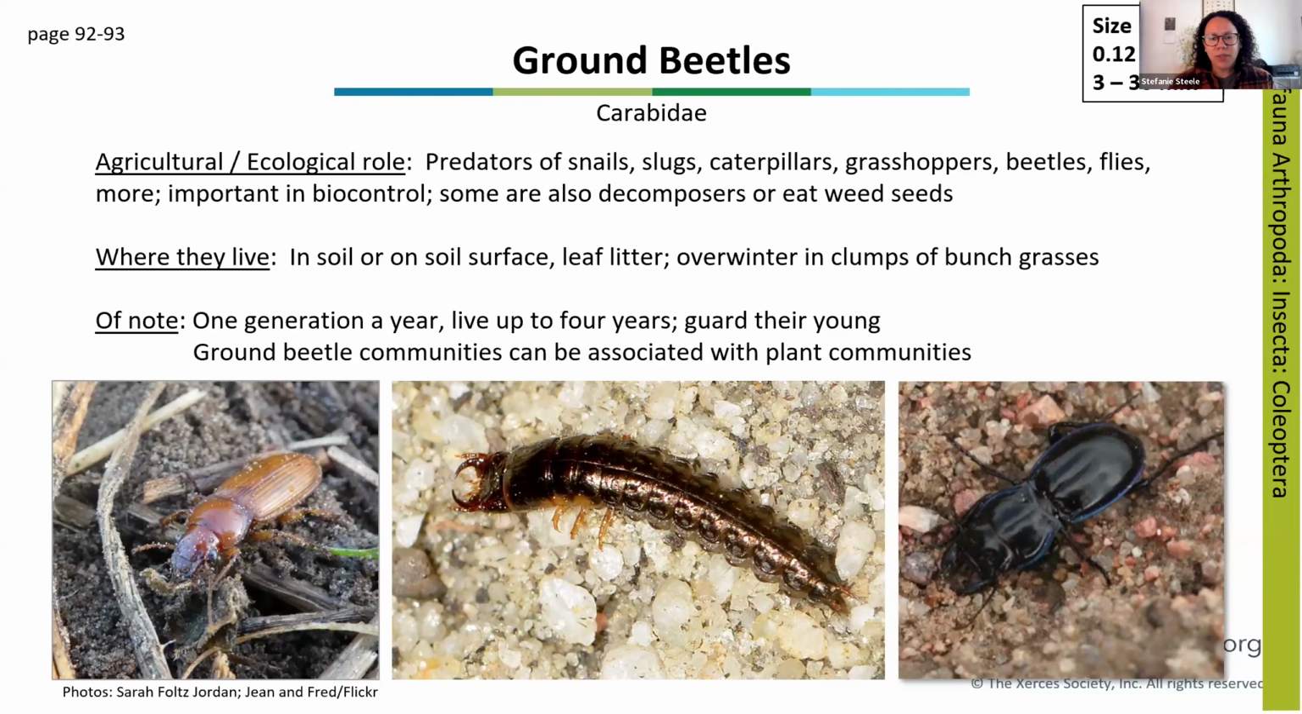Things of special note are that they only have one generation per year. So insecticides or other pesticides or even tillage, those types of practices could have big impacts on them. This will actually be a common theme for many of the animals that we highlight today, so do keep those types of practices in mind. However, these beetles are long-lived. They can sometimes live up to 4 years. The females may guard their egg broods that they lay in the soil too.